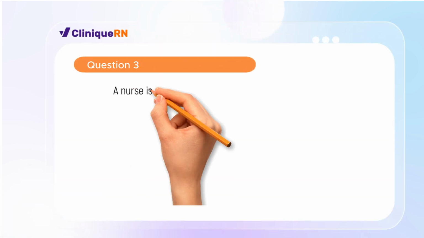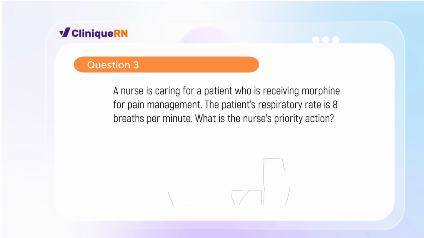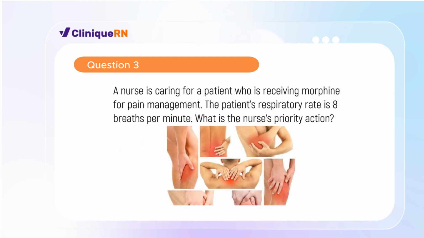Question 3. A nurse is caring for a patient who is receiving morphine for pain management. The patient's respiratory rate is 8 breaths per minute. What is the nurse's priority action?